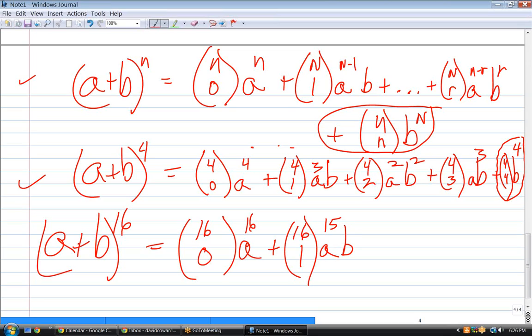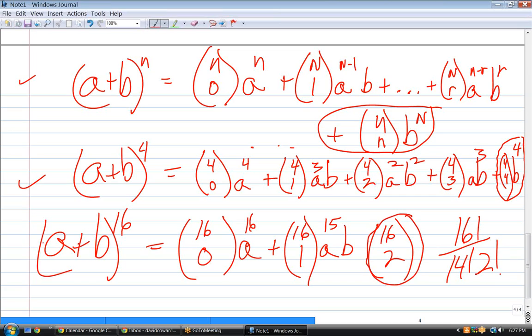Right. Okay. So you might get a question like, what is the coefficient of the third term when you expand a plus b to the 16th? Well, the coefficient of the third term is going to be 16 choose 2, which is 16 factorial over 14 factorial 2 factorial, which is 16 times 15 divided by 2. So it's 8 times 15, that'd be 120. So this coefficient is 120 if you're expanding two variables that don't have a coefficient already.